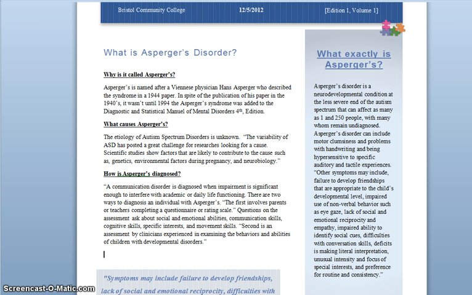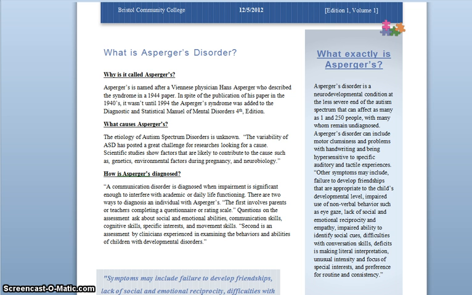Asperger's is named after a Viennese physician, Hans Asperger, who described the syndrome in a 1944 paper. In spite of the publication of his paper in the 1940s, it wasn't until 1994 that Asperger's syndrome was added to the DSM in the fourth edition.